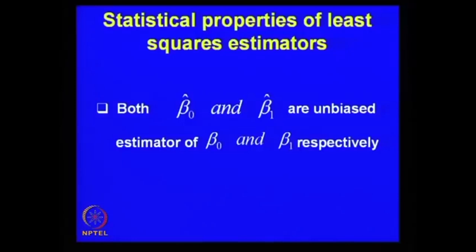Next, we move to the statistical properties of least square estimators. We have estimated the regression coefficients beta naught and beta 1 using the least square estimator, and we are going to prove that both beta naught hat and beta 1 hat are unbiased estimators of beta naught and beta 1 respectively. Well, let me prove that.